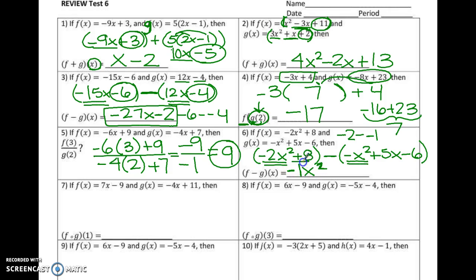Then the 8 can be put with the 6. So I have 8 take away negative 6. 8 subtract negative 6. So that's a positive 14.